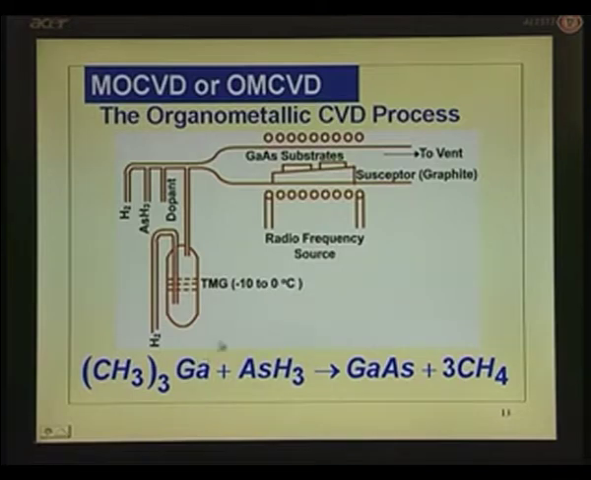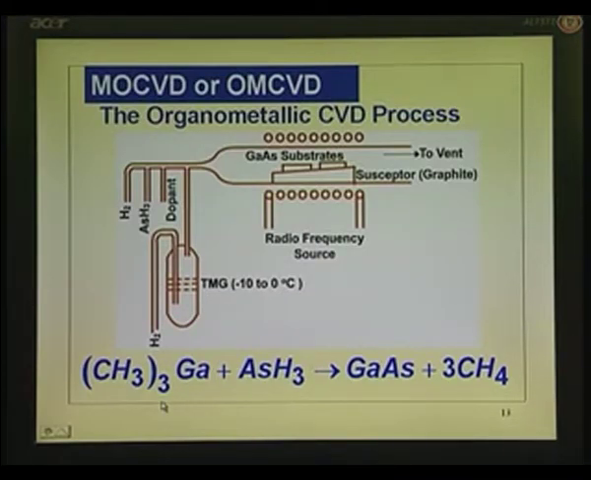I have one bubbler which takes trimethyl gallium vapors, one more bubbler I attach to take trimethyl aluminum, and arsine gas. What will you get? From trimethyl gallium you get gallium, trimethyl aluminum you get aluminum, arsine you get arsenic. So, you get aluminum gallium arsenide.